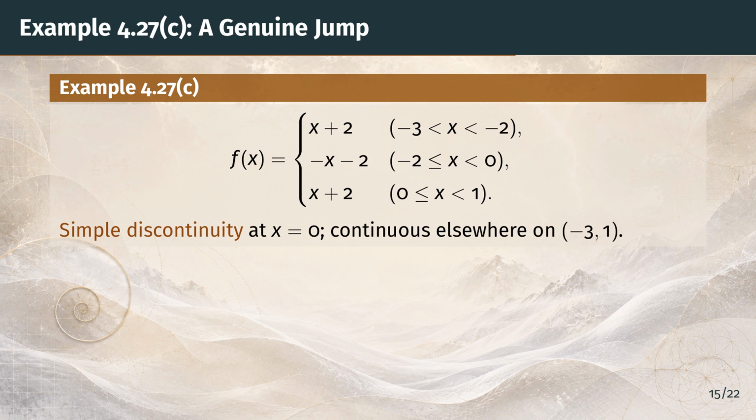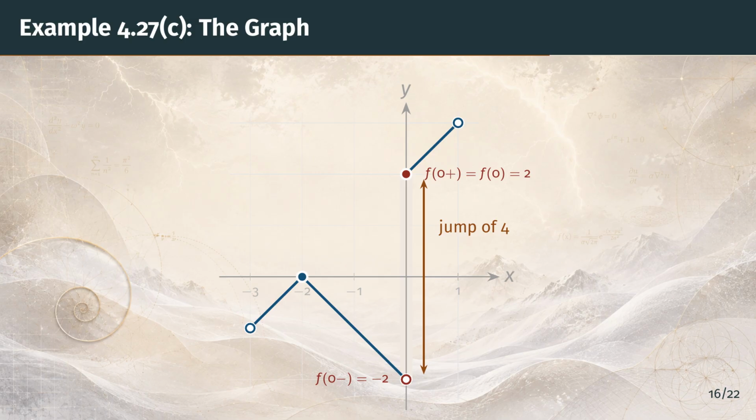Let's see the graph. Here's the picture. Reading left to right, the first two pieces connect smoothly, forming a peak at x equals minus 2 with no break there. That corner is still continuous. Then watch what happens at x equals 0. The graph slides down to the open red dot at height minus 2, the left-hand limit. But the next piece starts up at the solid dot at height 2, which is both the right-hand limit and the actual value f of 0.